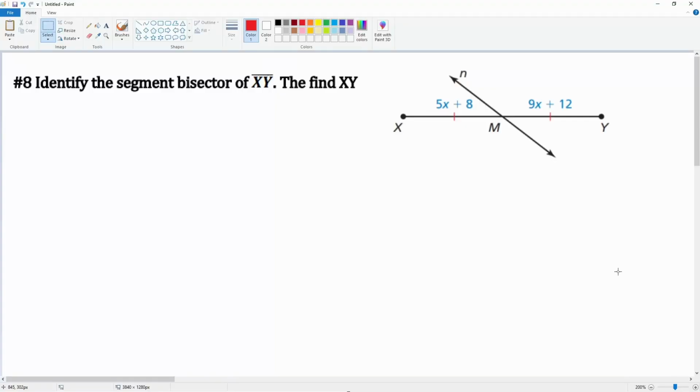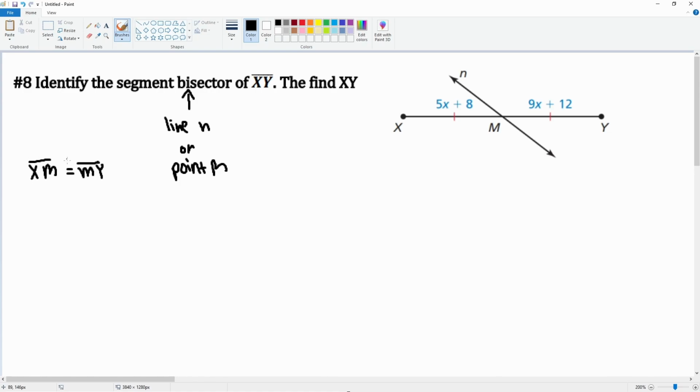Number 8 says to identify the segment bisector of line segment XY, then find XY. So the bisector here, you can say that the bisector can be line N. It would be the bisector, or you can actually say point M, because those split those parts into two pieces. When it creates the two equal pieces, the first part is XM, and then the second part would be MY.